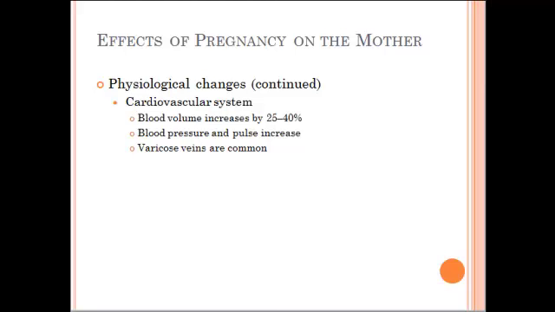So these are pretty drastic changes that are going on in the mother as the fetus is growing. For those females that have been pregnant, I'm sure you've experienced one, if not all of those effects of having a growing baby and a growing fetus inside your womb.